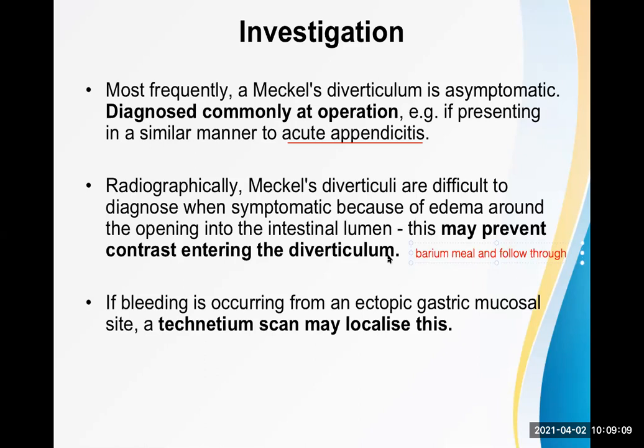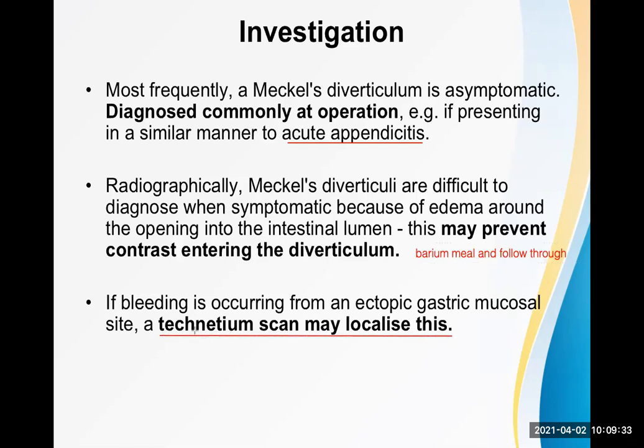So radiographically, this contrast study is not commonly done. If bleeding is occurring from an ectopic gastric mucosal site, a 99m technetium scan may localize this. So this is one of the important studies done in Meckel's diverticulum. This is known as a radioisotope scan.